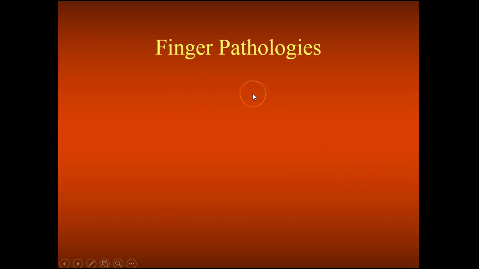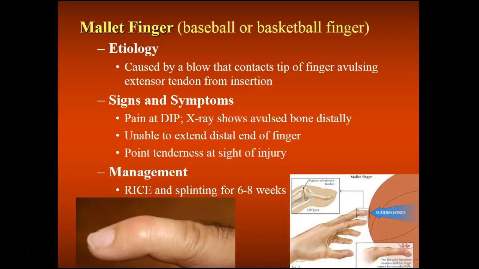Finger pathologies. We've already talked about elbow, forearm, wrist and hand, and so we're just finishing off with finger pathologies. The first finger pathology that we're going to talk about is mallet finger.